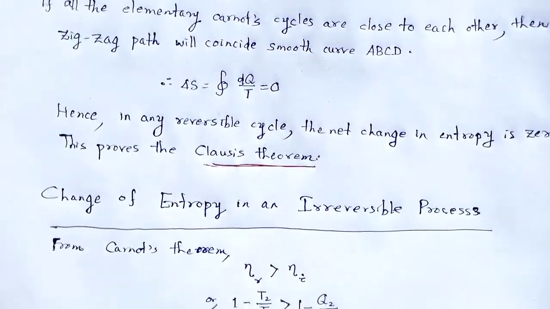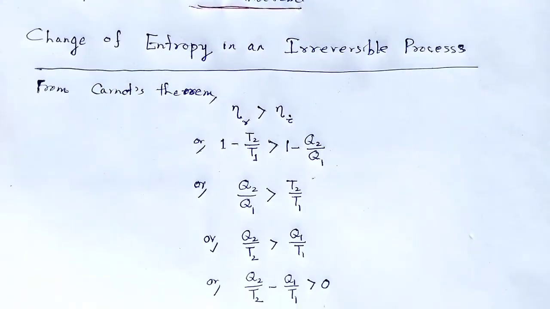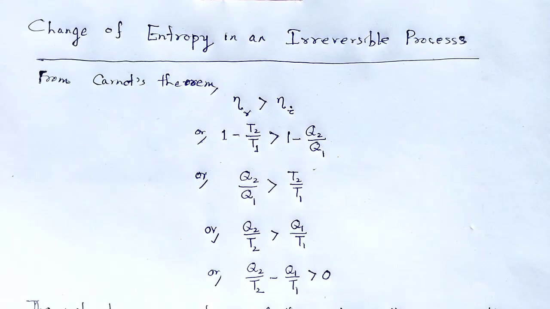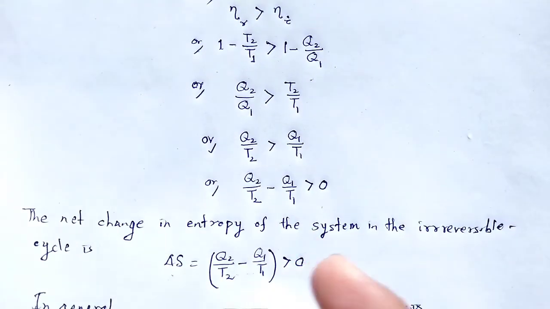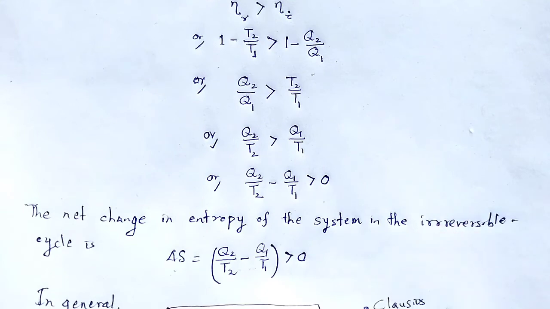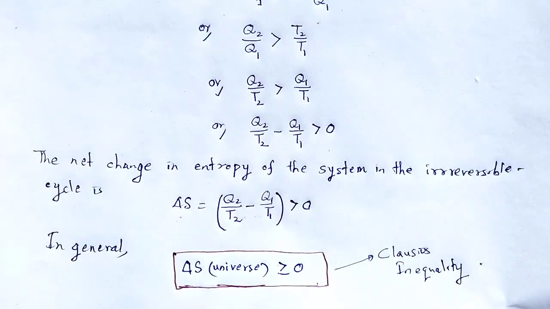Now we have to prove or derive what the change of entropy should be in an irreversible process. We use Carnot's theorem here and finally get that in an irreversible process the change of entropy will be greater than 0. So generalizing all these things we say del S universe, that is the change of entropy of system plus surroundings, is greater than or equal to 0, which is known as Clausius inequality.